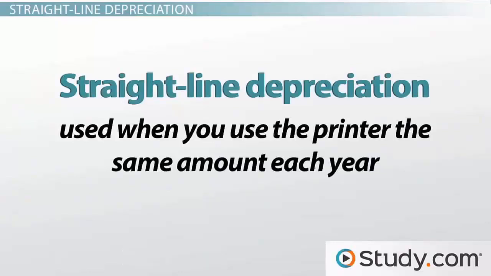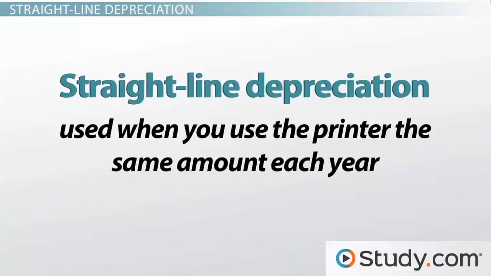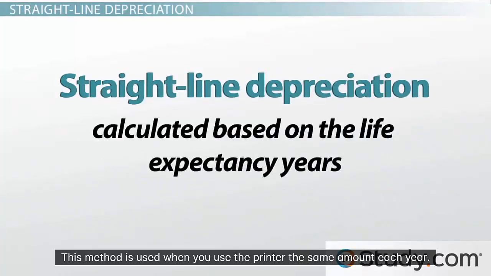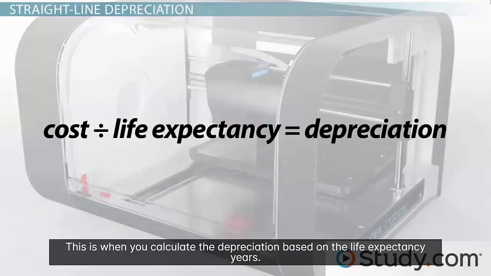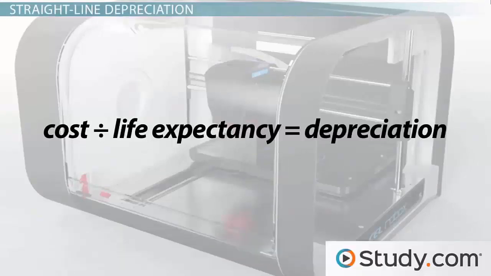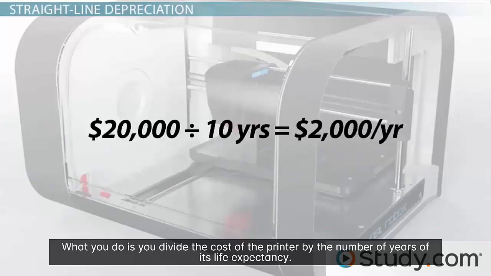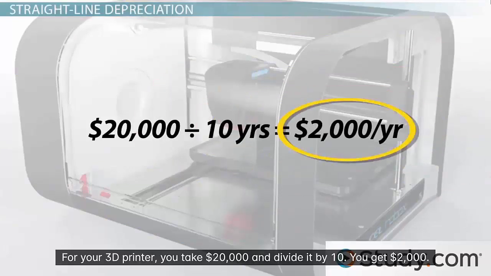The first and most basic is the straight line depreciation. This method is used when you use the printer the same amount each year. This is when you calculate the depreciation based on the life expectancy years. What you do is you divide the cost of the printer by the number of years of its life expectancy. This number then gives you the yearly depreciation of the printer. For your 3D printer, you take $20,000 and divide it by 10. You get $2,000. So every year you calculate a $2,000 depreciation amount for this printer.